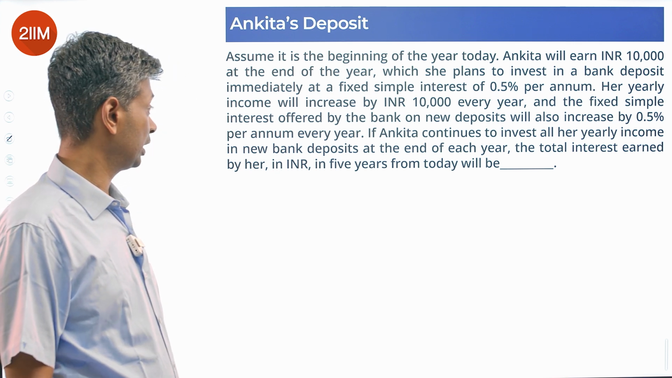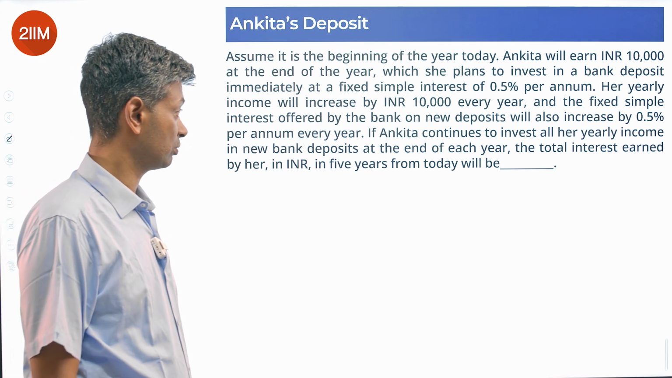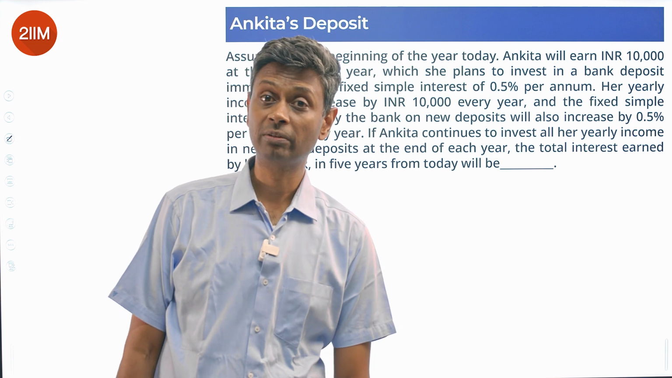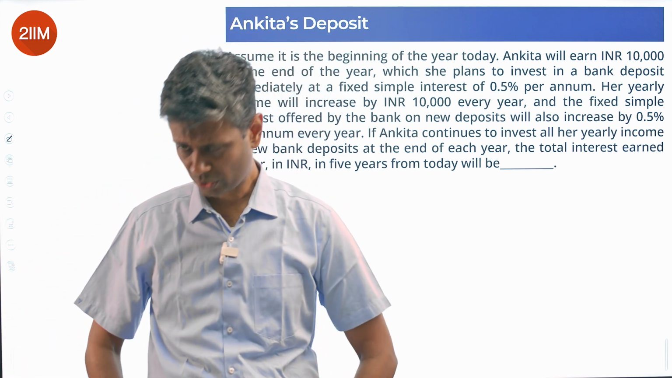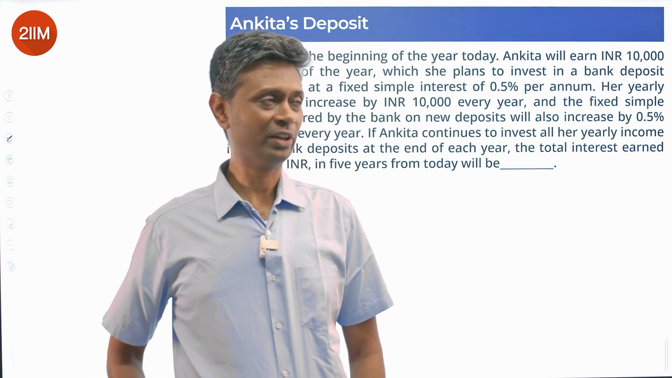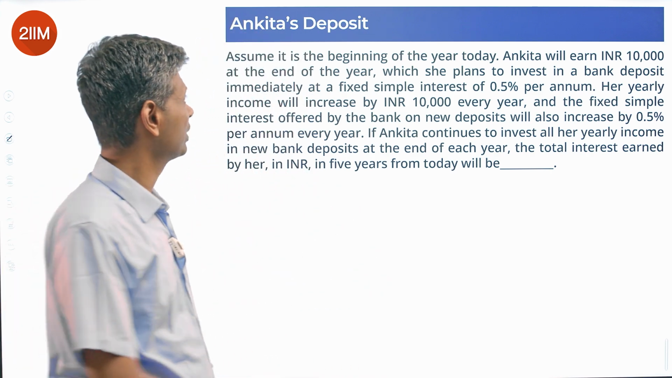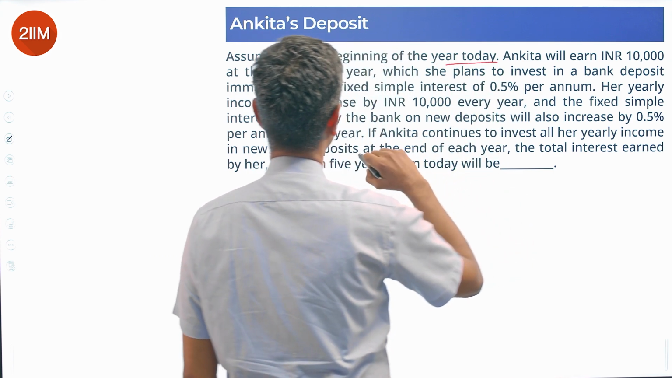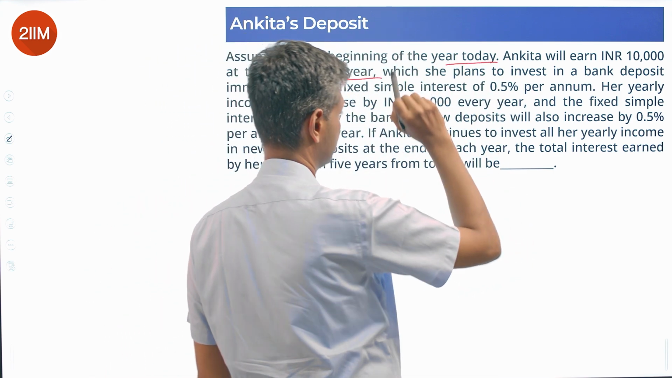If Ankita continues to invest all her yearly income in new bank deposits at the end of each year, the total interest earned by her in INR in 5 years from today will be... an absolute pain in the neck question. I kind of hate this question. Lots of times I'm used to saying, oh, beautiful question, wonderful question. It's the exact opposite of that. So a bunch of things which are very annoying.